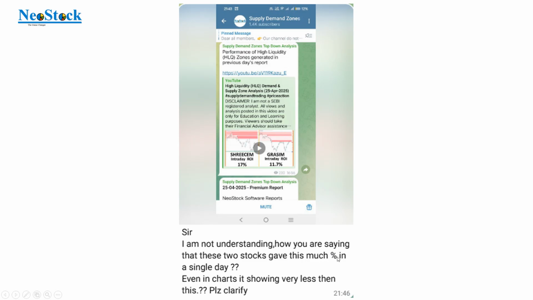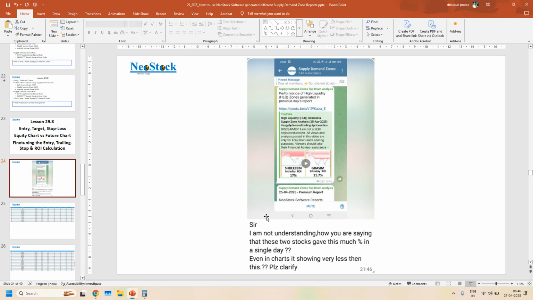Two stocks gave this much percentage in a single day. Hope you got the answer to your question, right? So the magic is simple. It is the margin given by the brokers. That's it. Nothing more than that. Now you can ask another question.